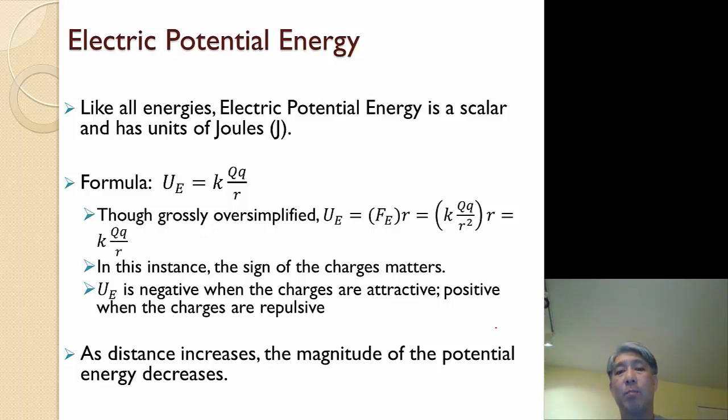So it is possible to have a negative potential energy when the charges are attractive: one of them is going to be positive, the other one is negative. And a positive Q times a negative q results in a negative potential energy. When the charges are repulsive, I have the same sign, two positives or two negatives. When I multiply those, I'll end up with a positive potential energy. And as I move them farther apart, the magnitude of that potential energy is going to decrease.